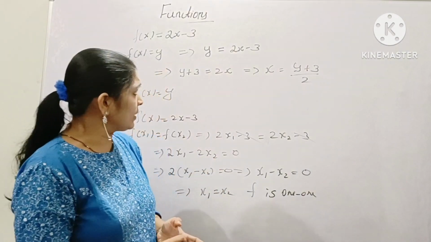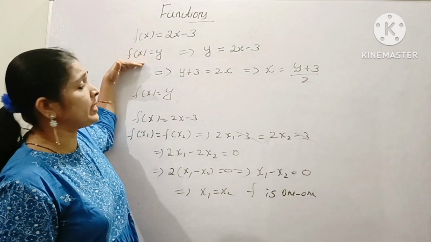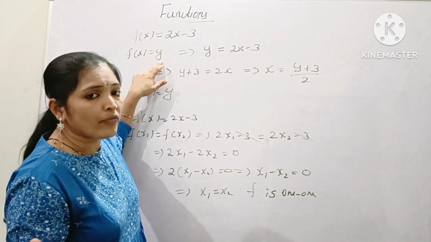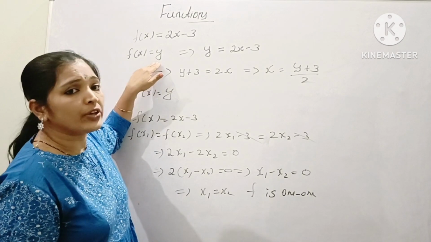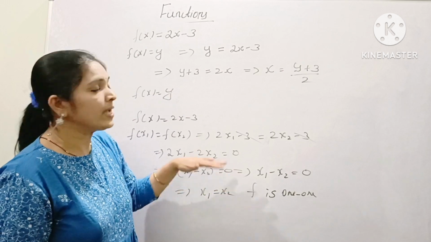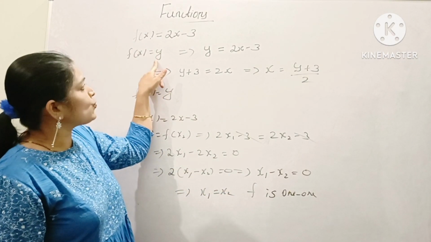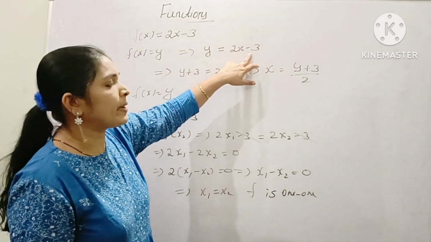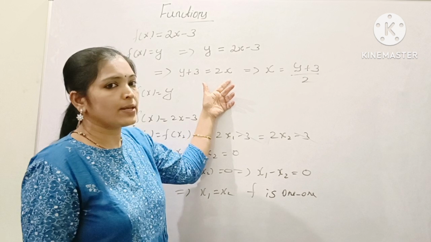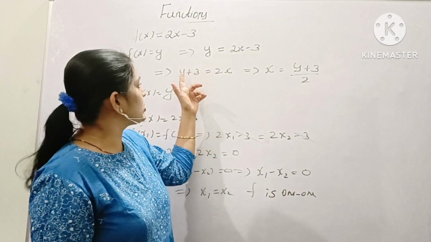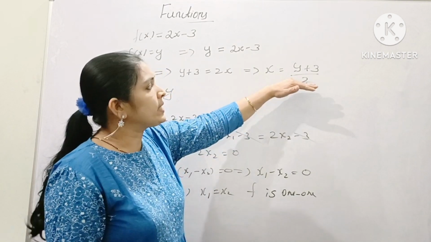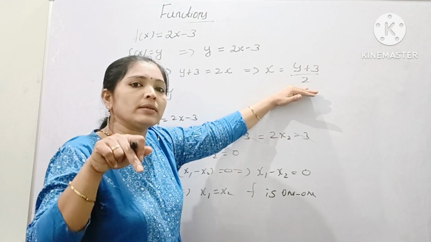Okay, understood? See, first what we took here, f of x is equal to y, that is y is an element of the codomain. And here we have to prove this x exists in the domain. That is, f of x is equal to y means y is equal to 2x minus 3 substituted in the given function, and y plus 3 is equal to 2x. And from the derivation, y plus 3 is equal to 2x, x is equal to (y plus 3) by 2. So this (y plus 3) by 2 is in the domain.